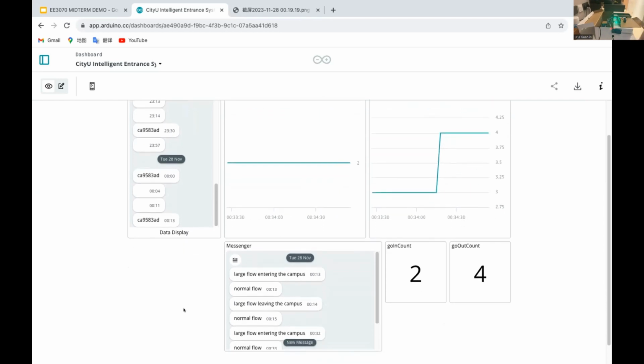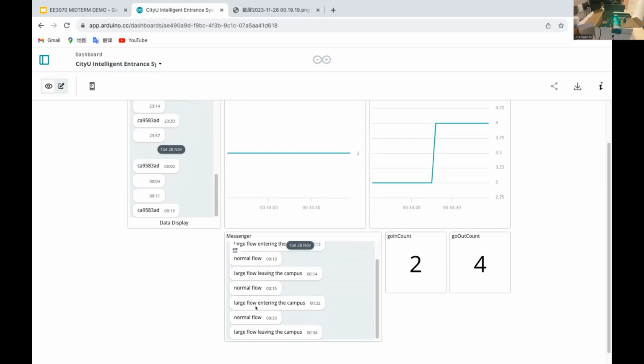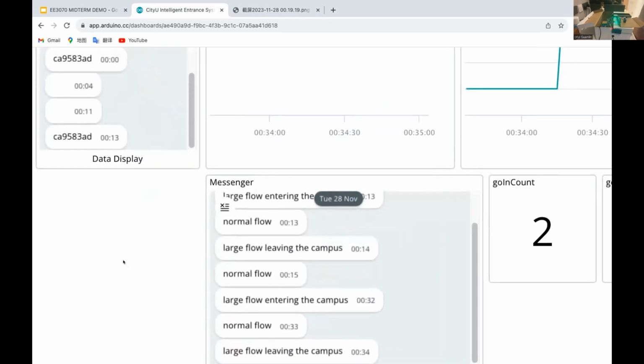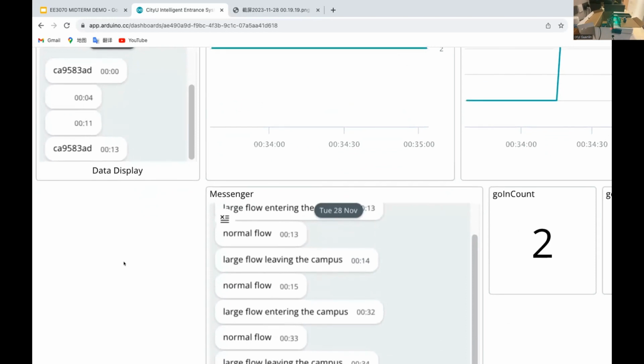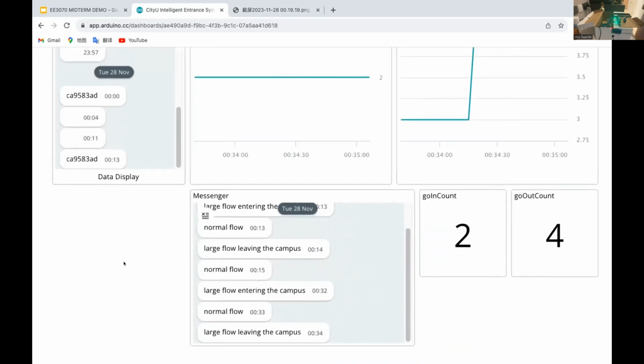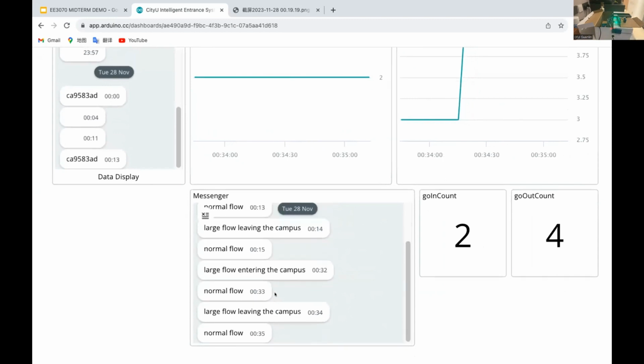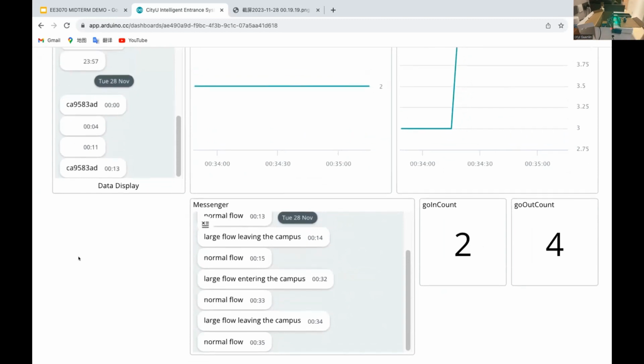And we also added the data analysis part. The system will analyze the real-time flow and determine whether there is a significant difference between the number of people going into the campus and going out of the campus. And I will show you by repeating the action of exiting the campus.